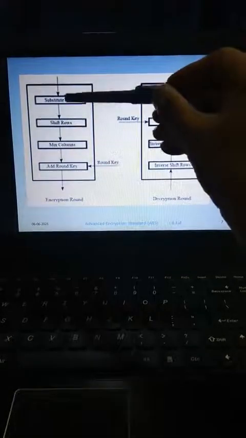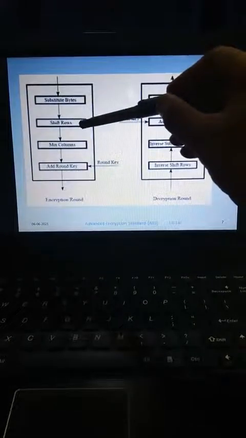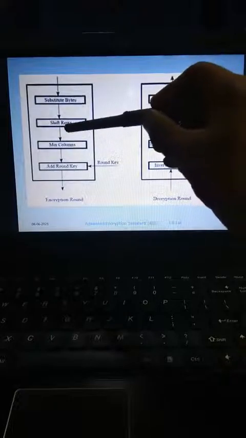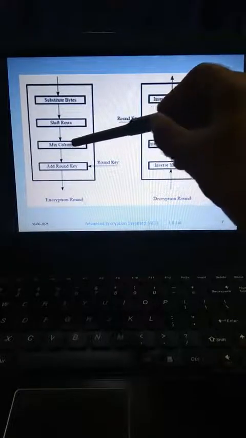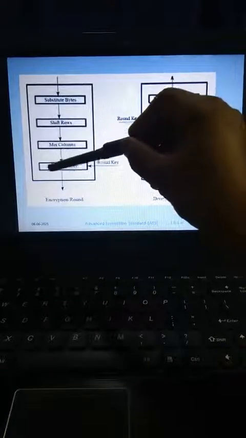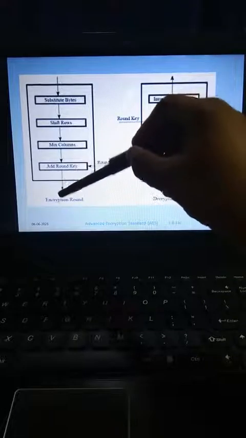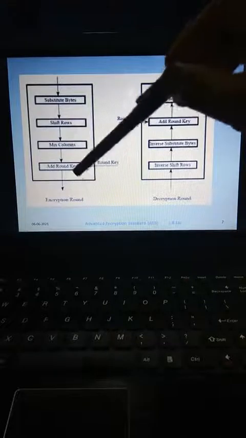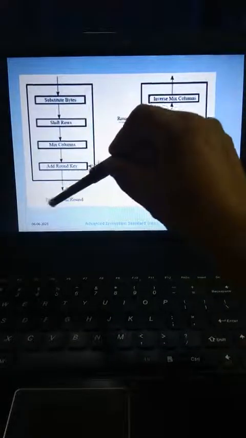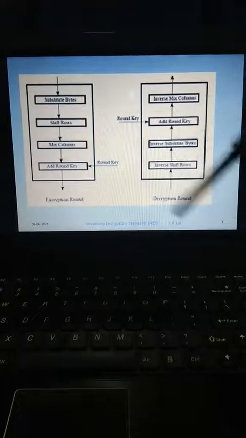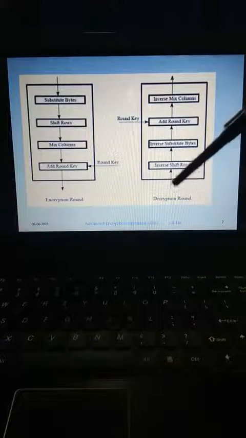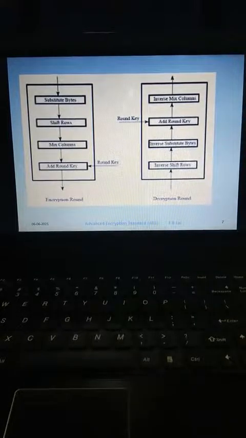This is the story of one round. The first process is substitute bytes, then shift rows, then the output of shift rows enters mix columns, and the mix columns output enters add round key, and the output of this add round key becomes input to the next round, round 2, round 3, round 4, round 5 and so on. After the 10th round the output becomes the ciphertext. This is the encryption, and at the decryption end, at the receiver's end, decryption takes place in the reverse order, that we shall see later on.